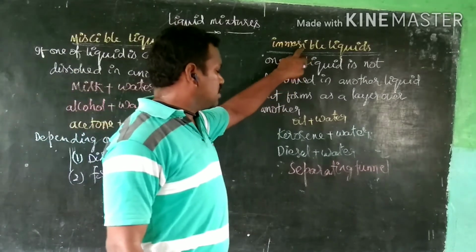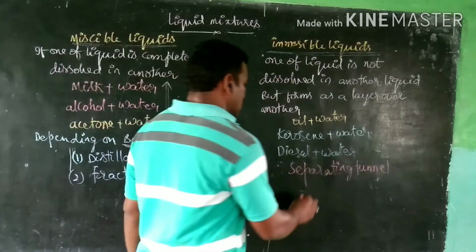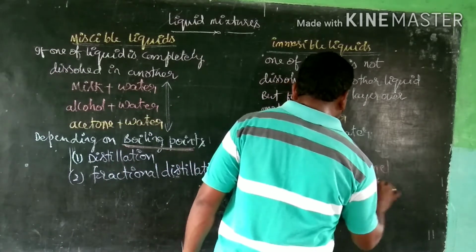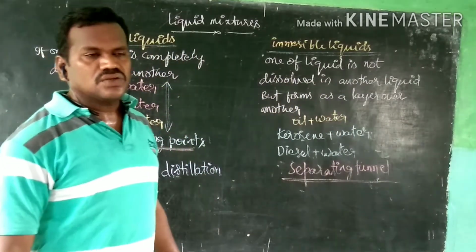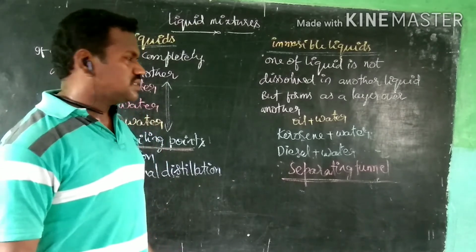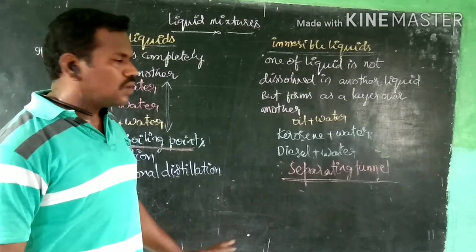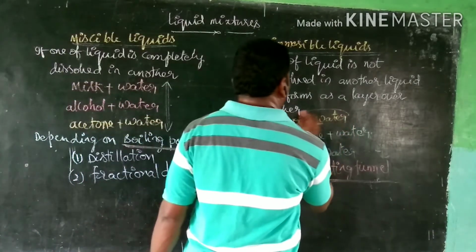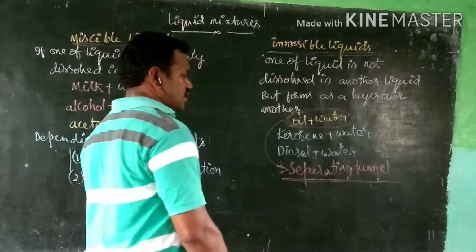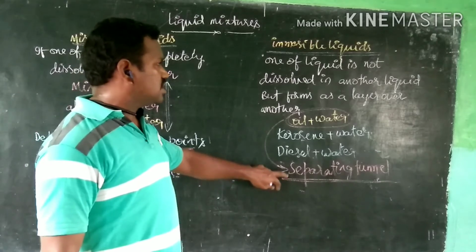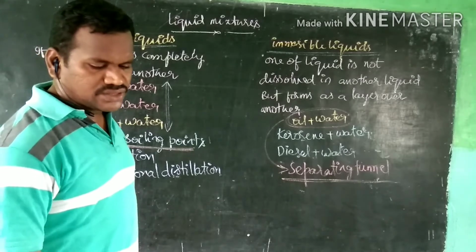Then what about the immiscible liquids? Because of the difference in the densities, we use a special method called the separating funnel. By using the separating funnel, we separate immiscible liquids. Let us do an activity showing how a mixture of oil and water is separated by using a separating funnel. Why? Because the separating funnel method is one of the best methods used to separate immiscible liquids.